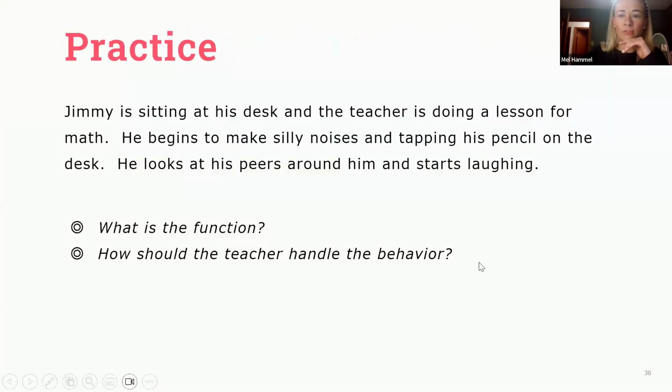So first practice is Johnny sitting at his desk and the teacher is doing a lesson for math. He begins to make silly noises and tapping his pencil on the desk. He looks at his peers around him and starts laughing. What is the function? Anybody know? Oh, Linda. Linda knows. Attention seeking. You got it. Okay. So, Linda, how are you going to respond if you're Johnny's teacher?